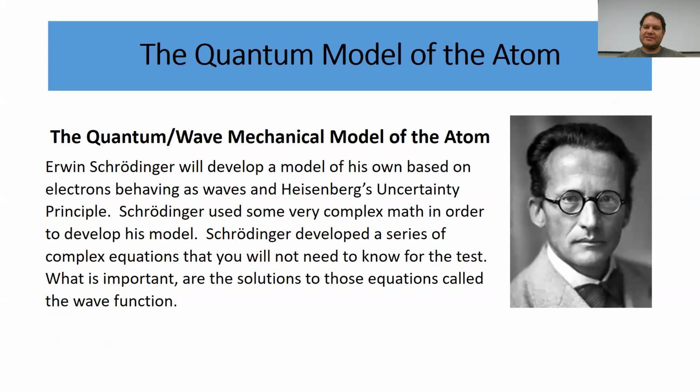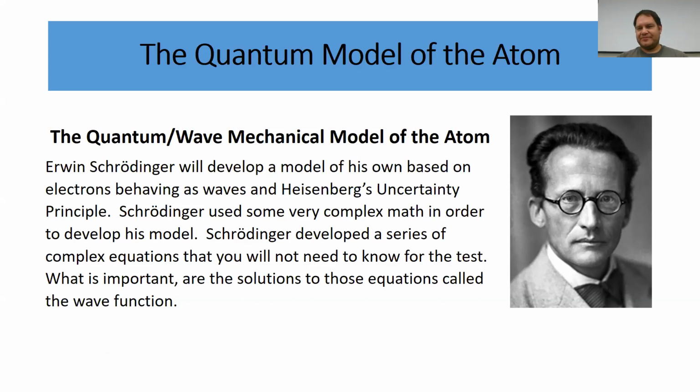This model was developed by a physicist named Erwin Schrödinger. Erwin Schrödinger used some very complicated statistical mathematics in order to describe the electron in its wave-particle nature and the result of the uncertainty principle as a result of the wave-particle nature of the electron. To do that, he had to make some really weird thinking about the electron.